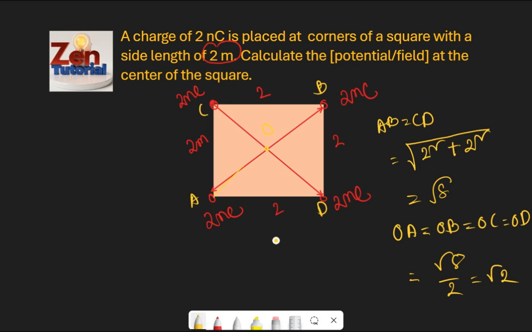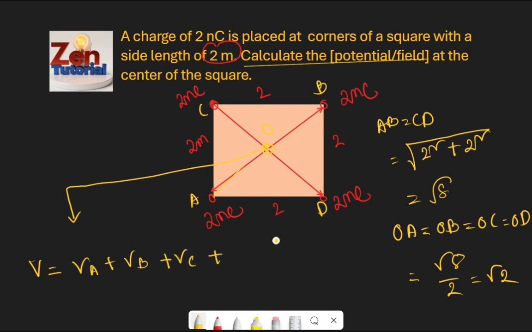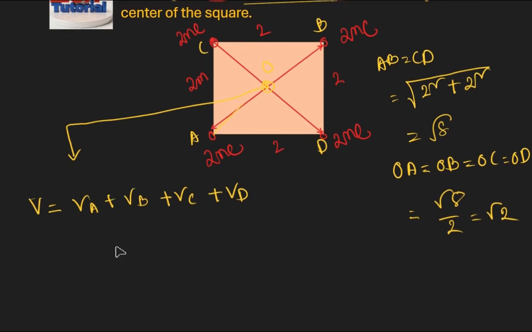Now, the very important thing is the question. What is it that we have to determine? That is, we have to determine the potential at the center. It means that at this center, what is the potential? So V is equal to VA plus VB plus VC plus VD. So there are four corners. The value of the potential is VA, VB, and VC, and VD as well.